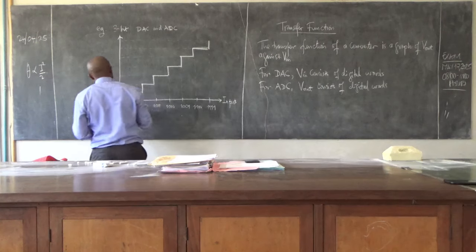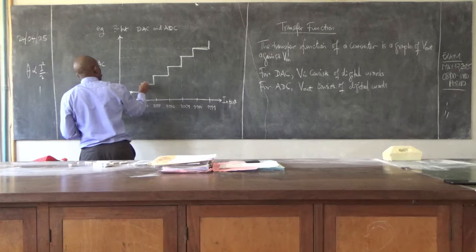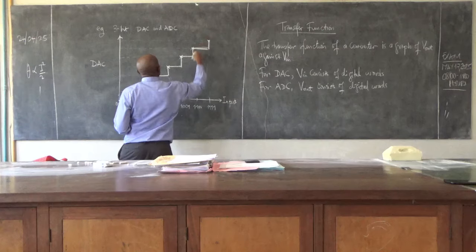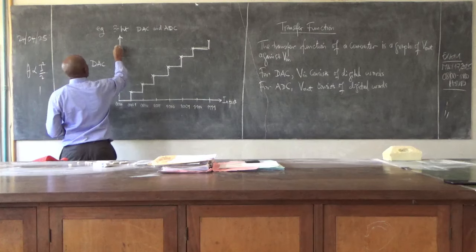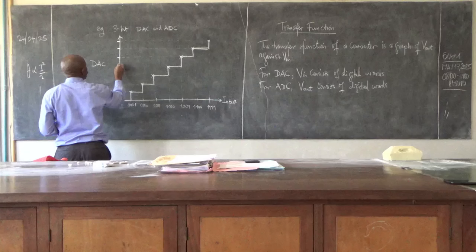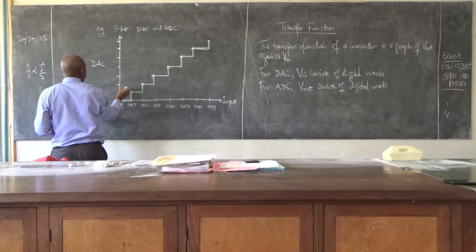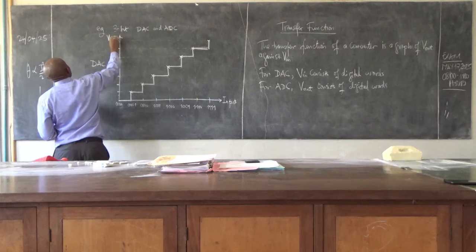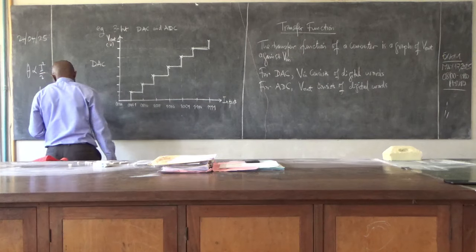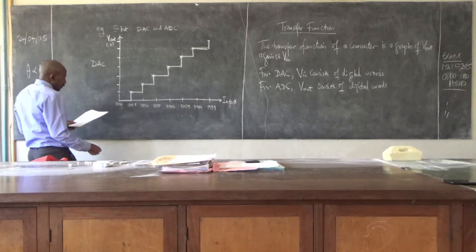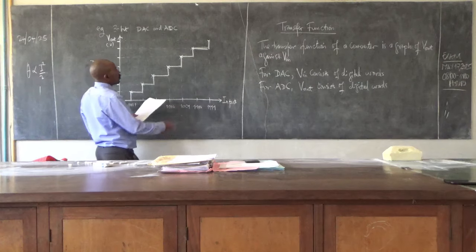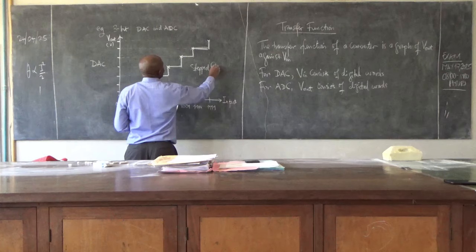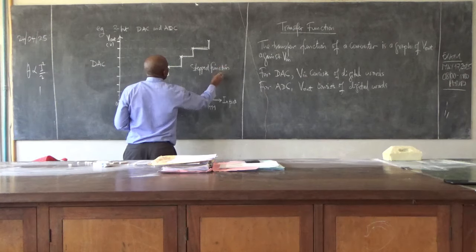And then you have these values here for the different amounts of the output. So this is the V out in volts. And this is the stepped function, the stepped function V out.